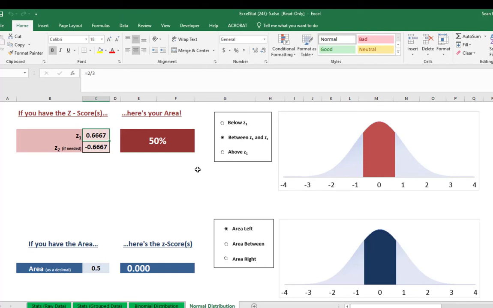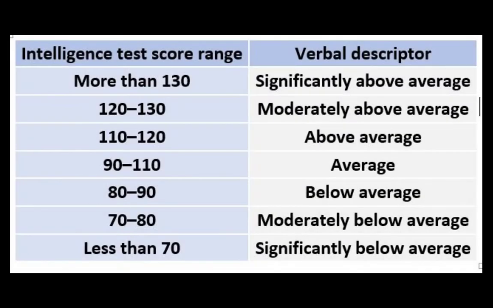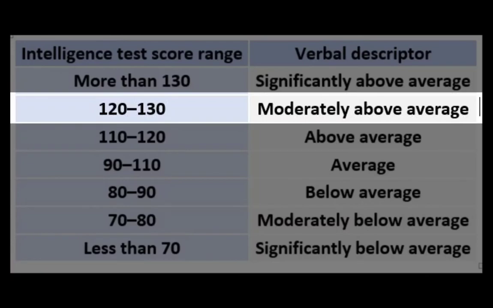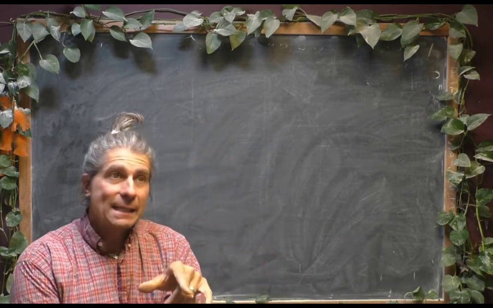Pretty rad. What I want to do now is go back to those IQ scale words, below, above, average, things like that, and just get used to using this sheet so you know how to put things into it. Sometimes you're going to use 2 z-scores, sometimes you only need to use 1, and I kind of want to get you used to it. So let's go back to the chart and look at another one. All right, let's just use moderately above average as an example, okay? Moderately above average.